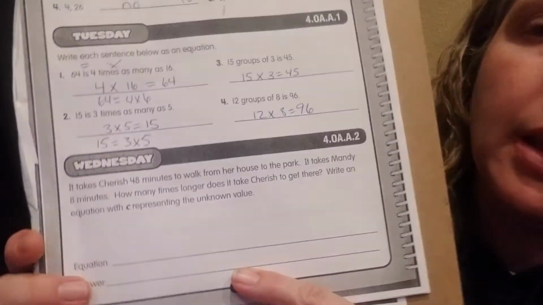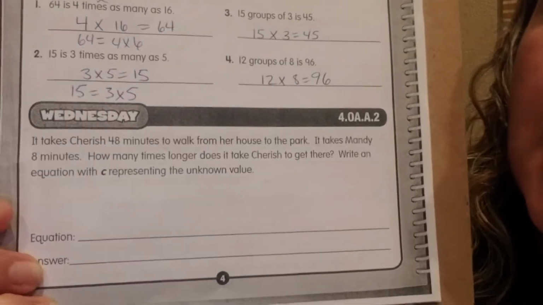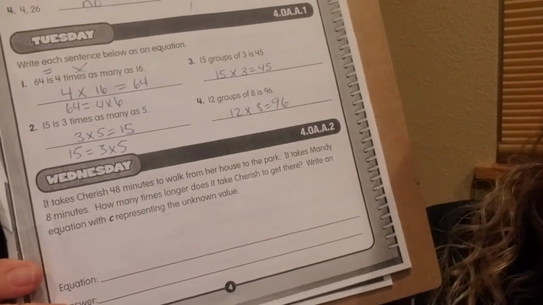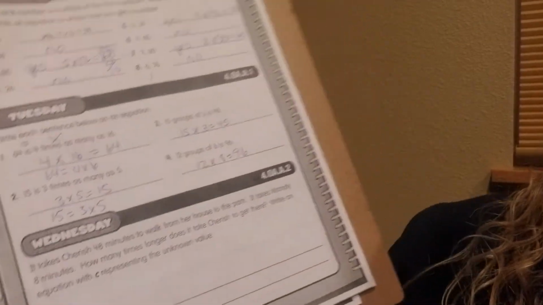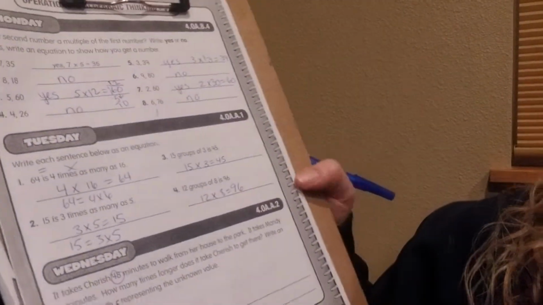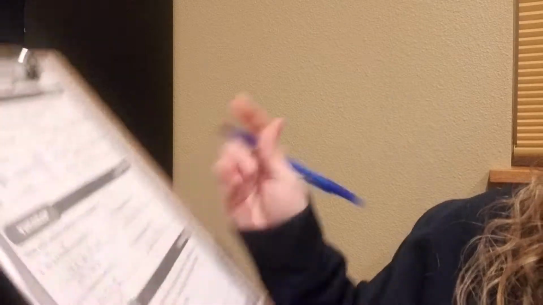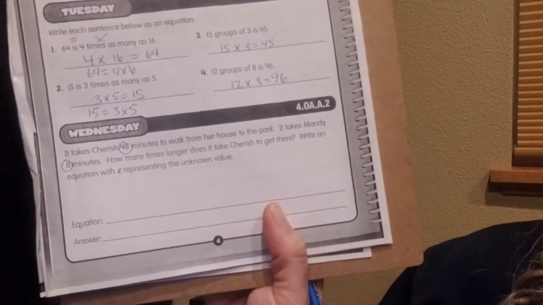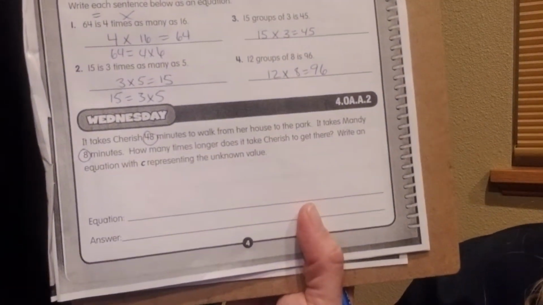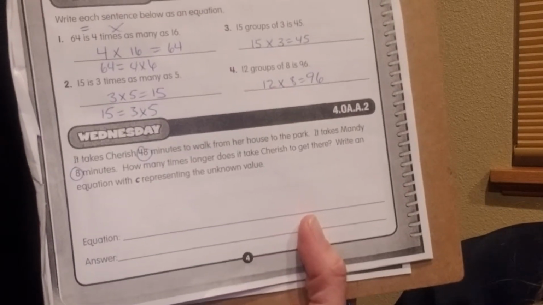Wednesday, I didn't put anything on here yet because I want you to remember what we started yesterday, circling the numbers as you go. It takes Cherish 48 minutes to walk from her house to the park. It takes Mandy 8 minutes. How many times longer does it take Cherish to get there? Write an equation with C representing the unknown value.